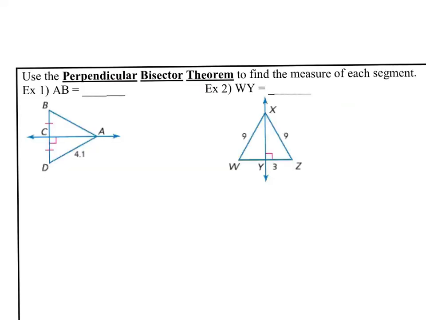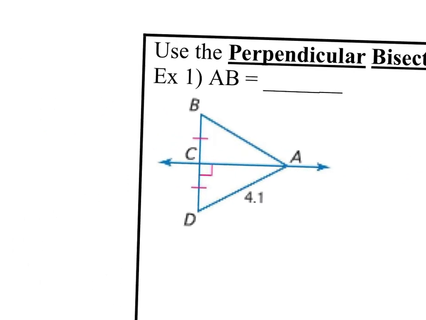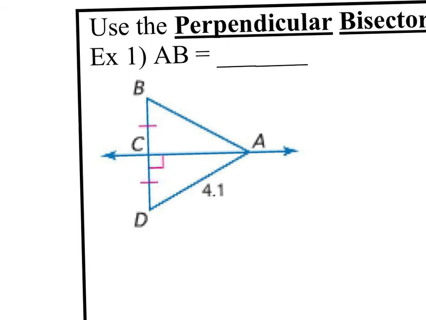On these examples, I'm going to use the perpendicular bisector theorem to find the measure of each segment. So in example 1, AB is simply just 4.1 because that's what AD equals. And that's literally all there is to that one. You just know it for sure because BC is marked as congruent to CD. I suppose if they weren't marked as congruent, then you couldn't officially conclude that they're congruent.